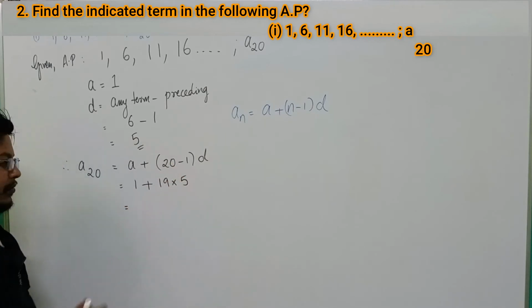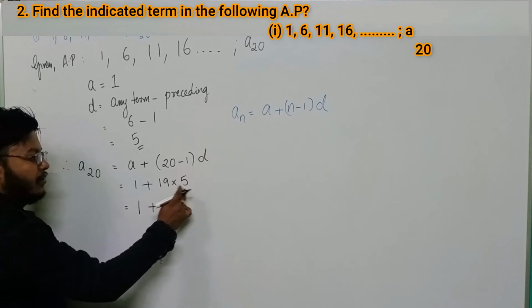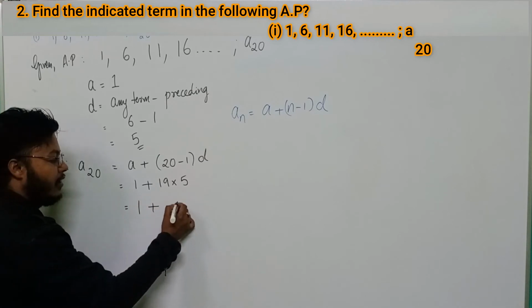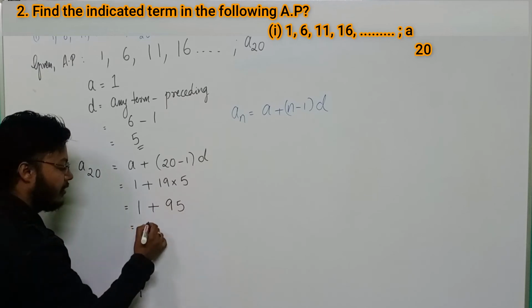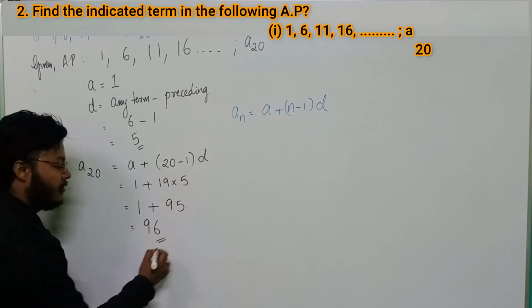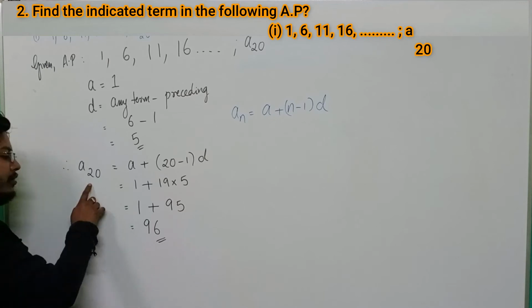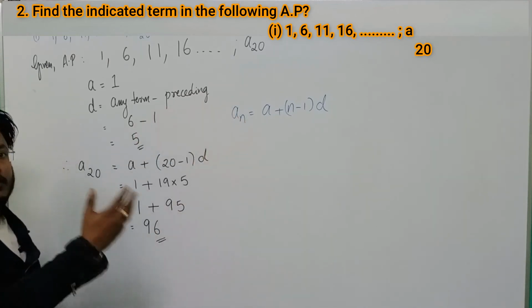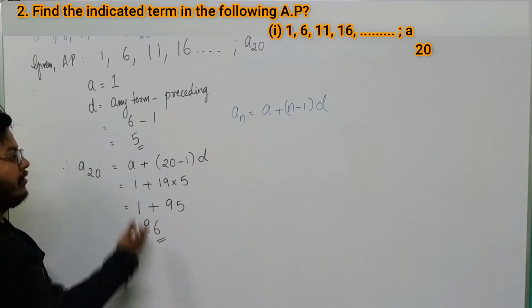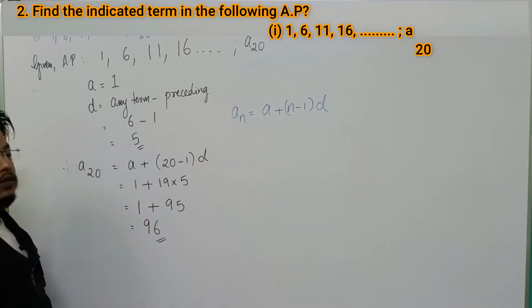Okay, now multiply this. 1 plus 19 fives are 95. So when I add, I'll get 96. So this is my final answer. So I got A20 as 96. Similarly, you can find A30, A40. Hope you are clear with this. Okay, it's very simple.